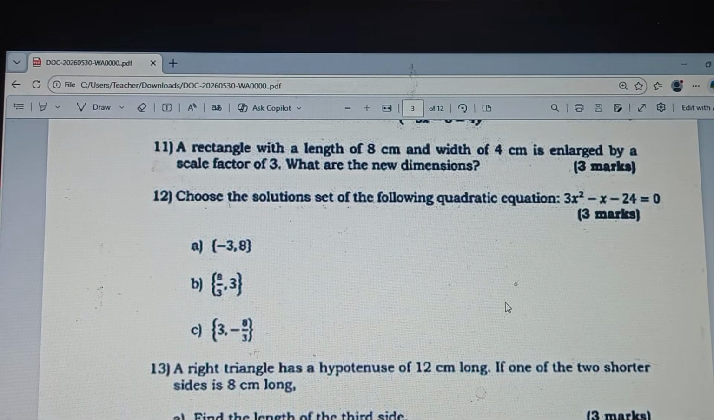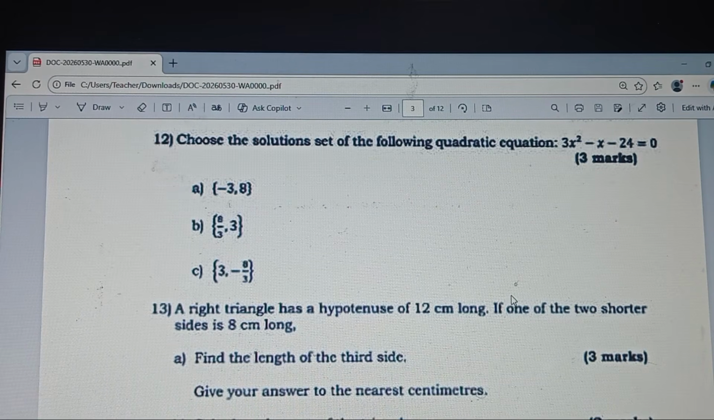Yes. Question number 13. A right triangle has hypotenuse 12 long, and one short side is 8. When you say hypotenuse, you should understand the Pythagoras theorem. The Pythagoras theorem says that hypotenuse squared is equal to b squared plus a squared. Then you substitute and find the missing side, like finding the length of the other side. You take the square of 12 minus that square, then you take the square root, and you get the missing side.